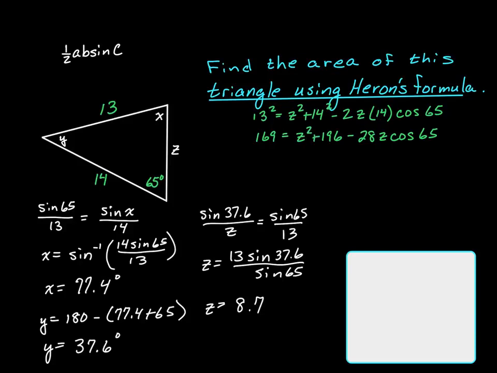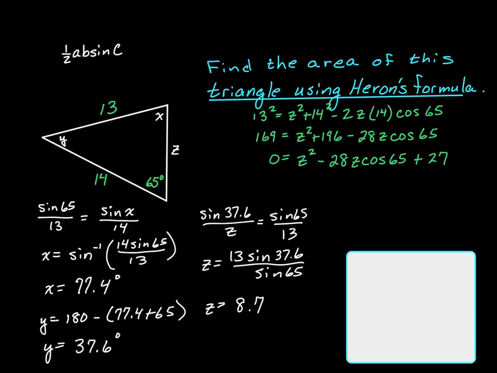Now, one thing to notice is that this is a quadratic equation. We have Z squared, we have Z to the first power, and we have a constant. And we solve quadratics by setting the equation equal to 0. So we're going to do that. This would be Z squared minus 28Z cosine 65 and then plus 27.